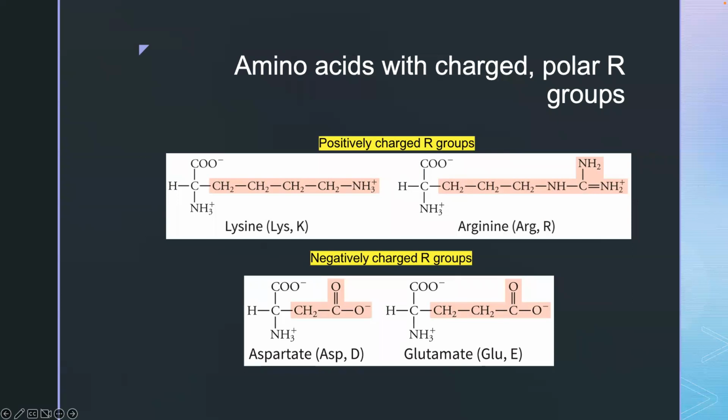Acidic and negatively charged, so both have carboxylate groups, and these are going to be aspartate, or ASP, and then again, a weird one, the single letter code is D. And then we have glutamate, and its 3-letter code is GLU, and the single letter code is E. I just think of glutamate, it sounds like glue. So whenever you have your 3-letter code and your single letter code, it spells out glue.